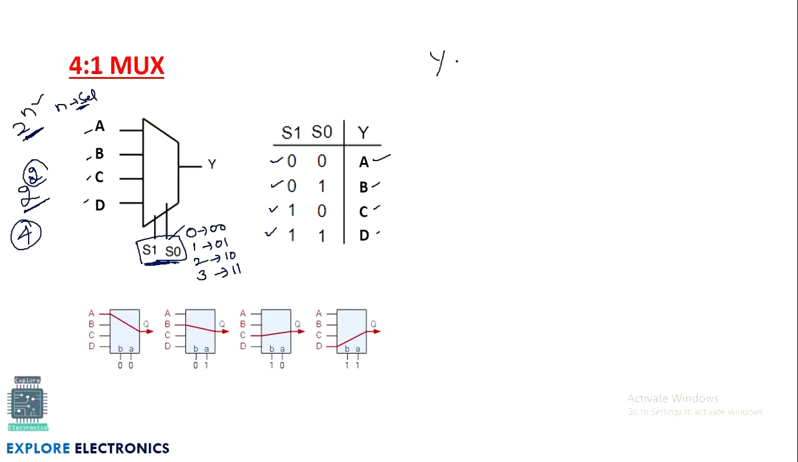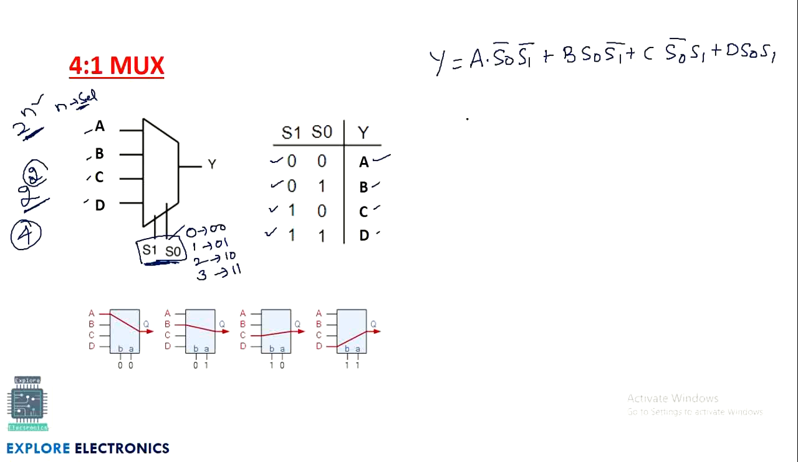Similarly, if you write the expression for this, Y is equal to A into, when A is selected, S0 bar and S1 bar are there. Plus when B is selected, we will have S0 and S1 bar. Similarly, C will be selected when S0 bar and S1 are there with that. Similarly, D with S0 and S1.